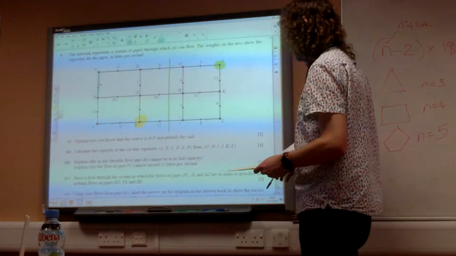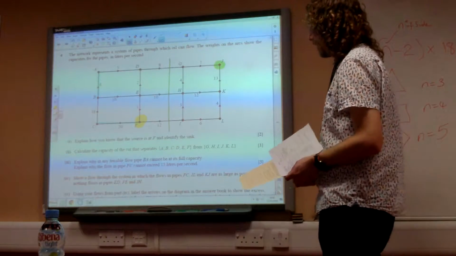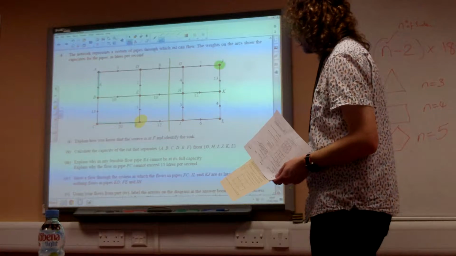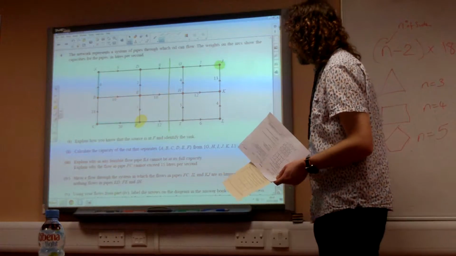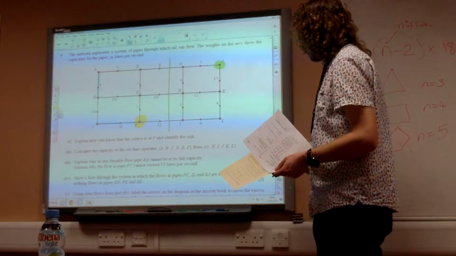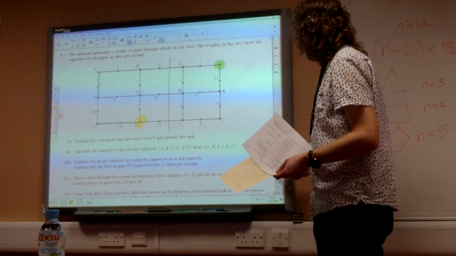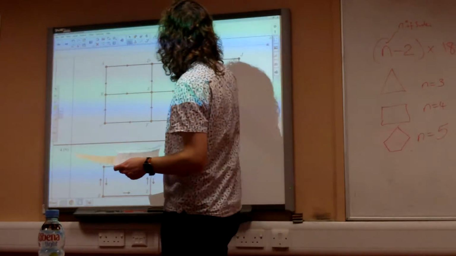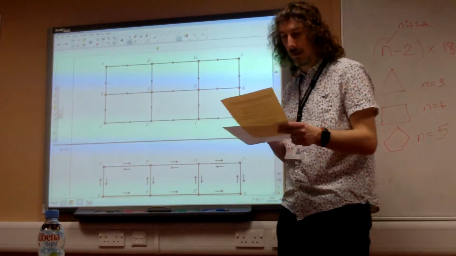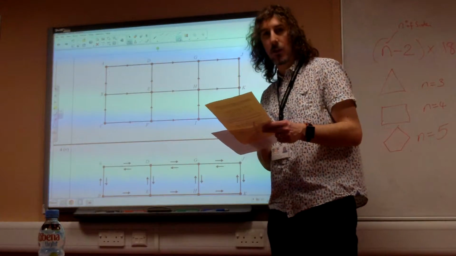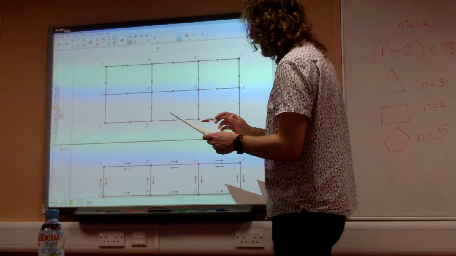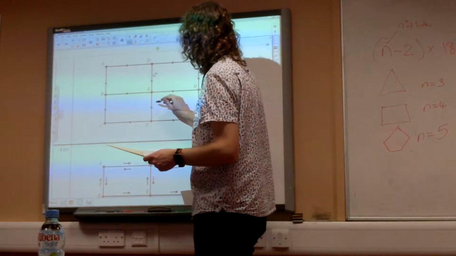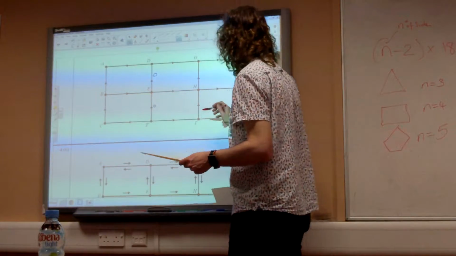Right, go on to part 4. Show a flow through the system in which the flows in pipes FC, IL and KJ are as large as possible, and nothing flows in pipes ED, FE and IH. Right, so we've got this diagram to fill in. Let's start by putting in as much of the information as we can from the diagram, from the question. It says, nothing flows in pipes ED, FE, and IH.